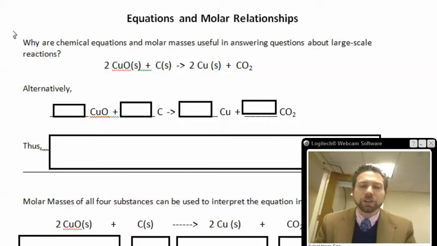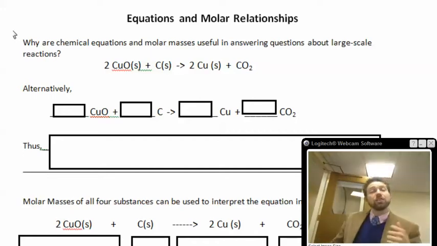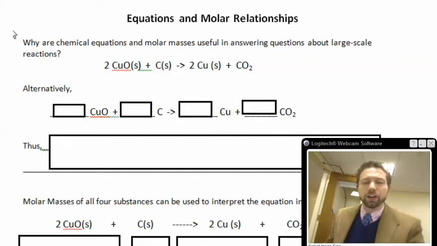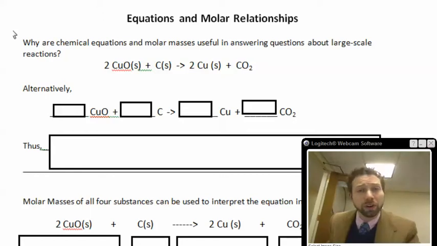So, we're going to start off with an equation and a question. Why are chemical equations and molar masses useful in answering questions about large-scale reactions? Going back to our original equation, with copper oxide making copper metal. Again, this equation is very important.